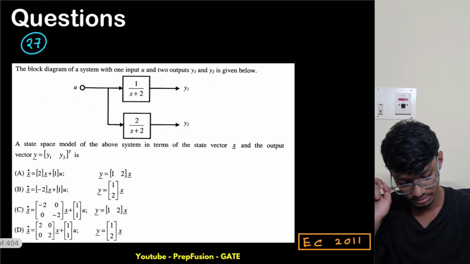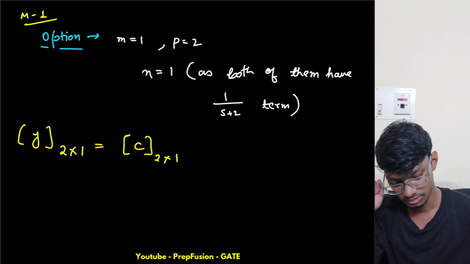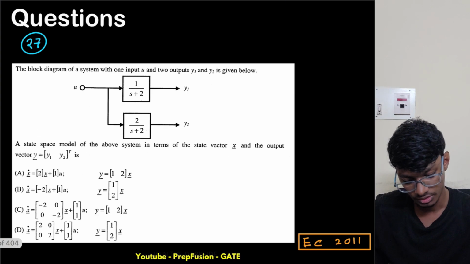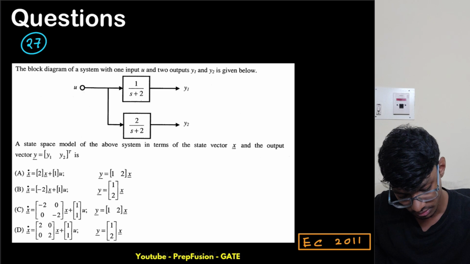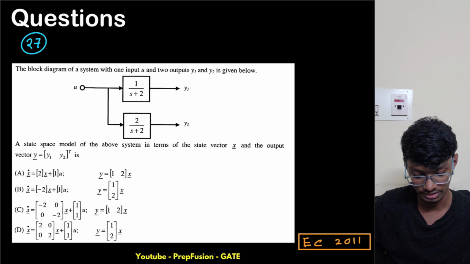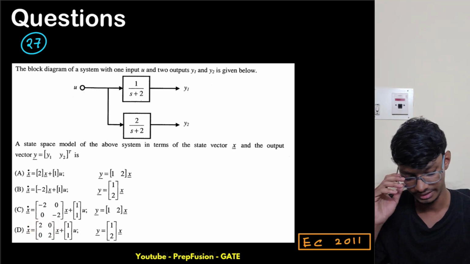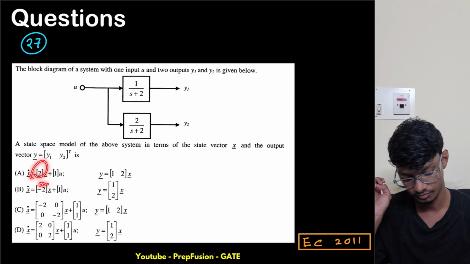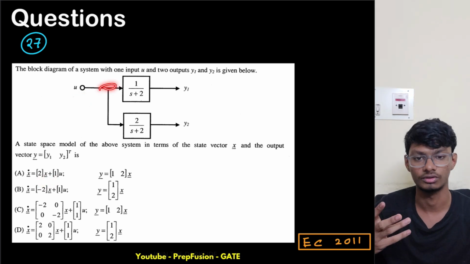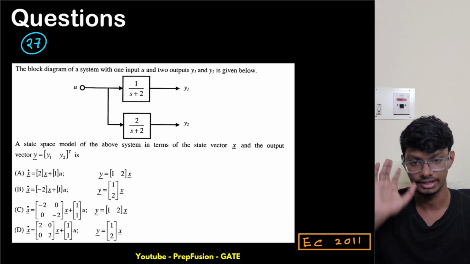Where is my C? It is 2 cross 1, meaning 2 rows and 1 column. If this is x only, x is 1 cross 1. What I see is that 2 cross 1 is present in option B and option C, D. Both of these can be possible, but the one problem is that this matrix is 2 cross 2, which is not valid. This will be only 1 cross 1. Also we can see only one input variable is coming at this point. We have only one node, so n will be 1 cross 1.